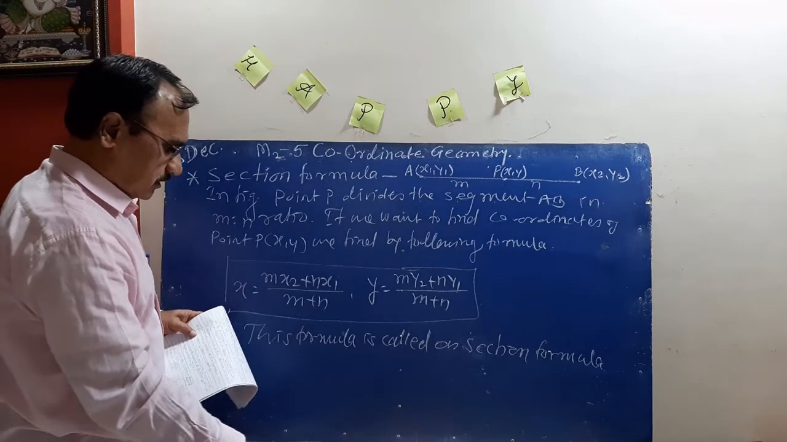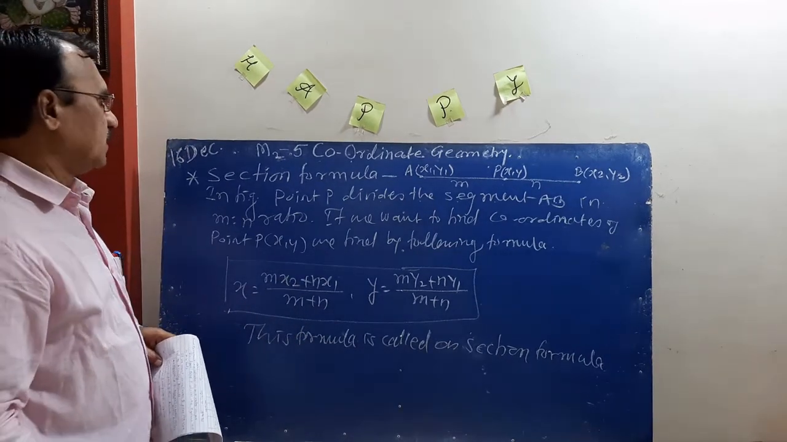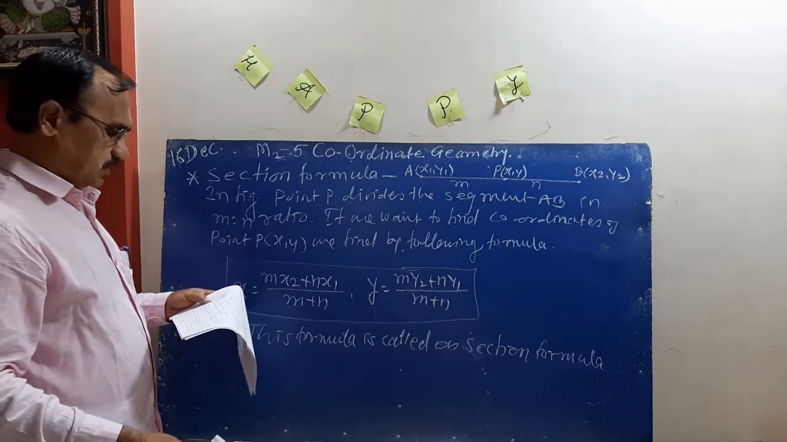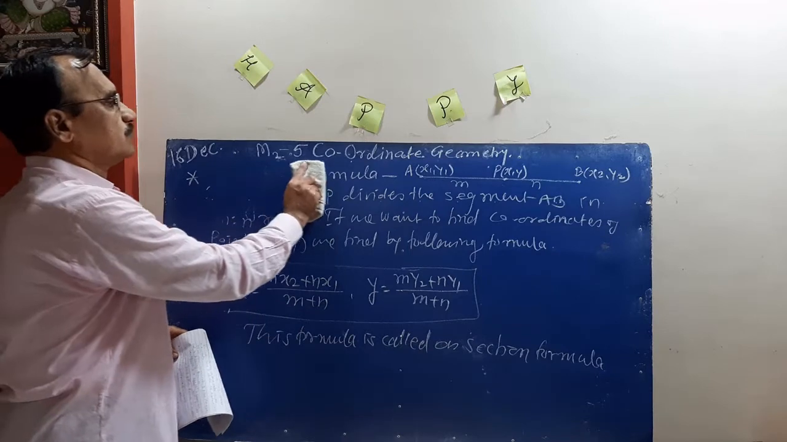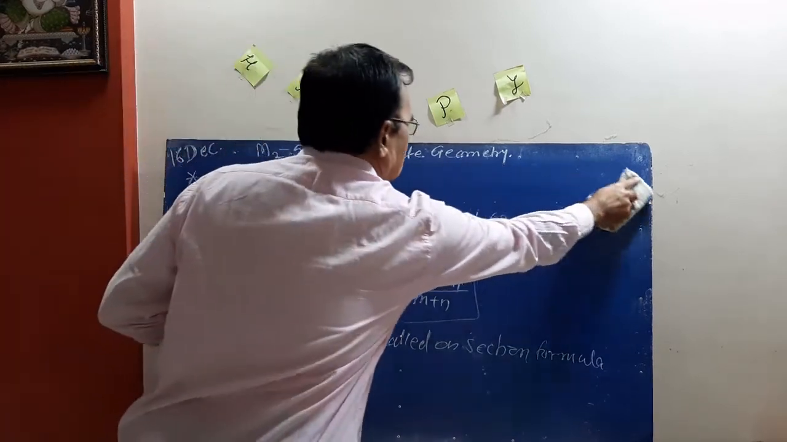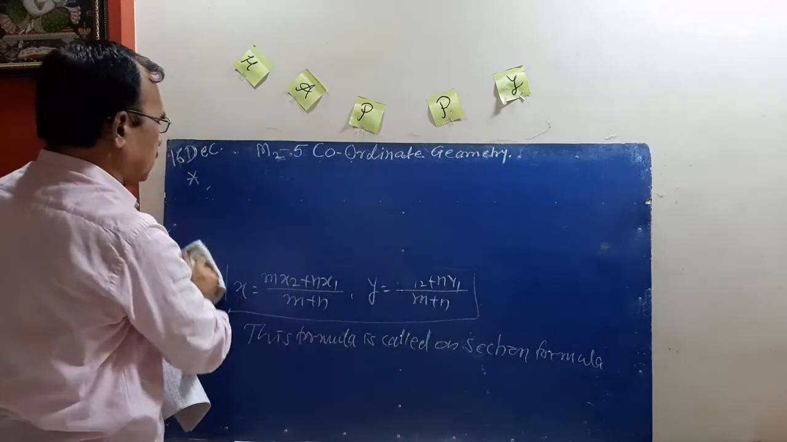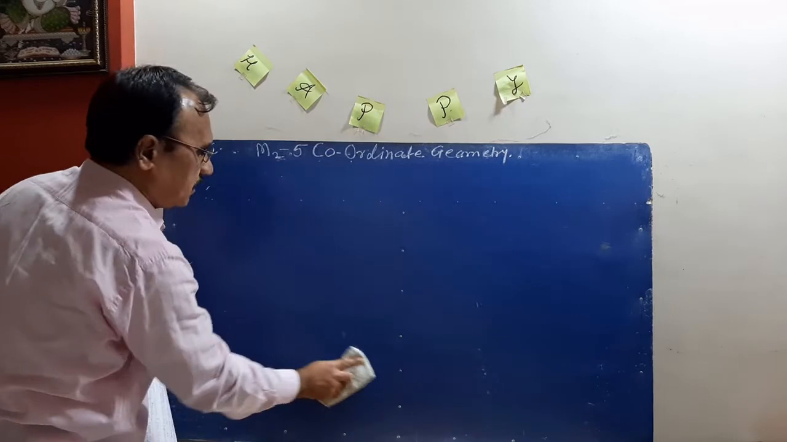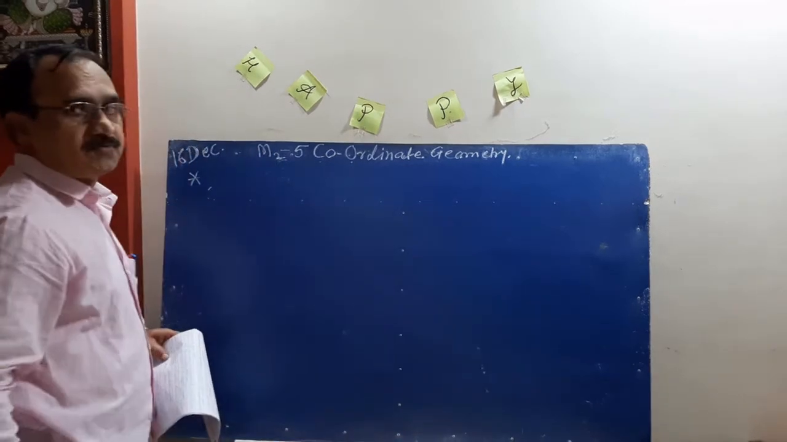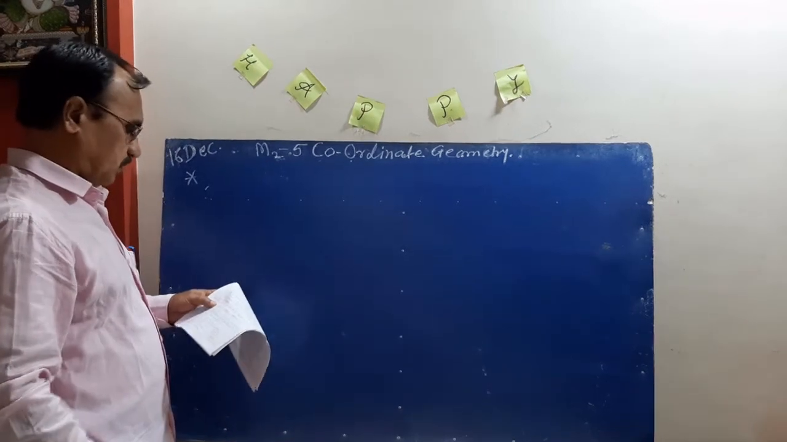Now, draw the figure and write down this formula. Then our next point is the coordinates of the midpoint of a segment. How many midpoints are there for each segment? Yes, one midpoint for each and every segment.